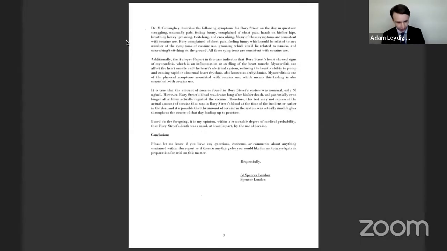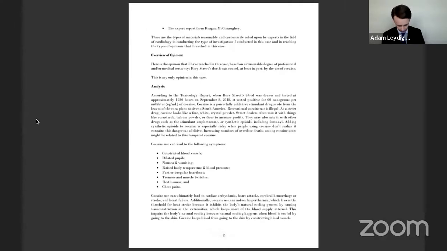Inviting the court's attention to the last paragraph. Cocaine use can ultimately lead to cardiac arrhythmia, heart attacks, cerebral hemorrhage, or stroke, and heart failure. Additionally, cocaine use can induce hyperthermia, which lowers the threshold for heat stroke because it inhibits the body's natural cooling process by causing vasoconstriction in the extremities, which keeps most of its blood supply internal.